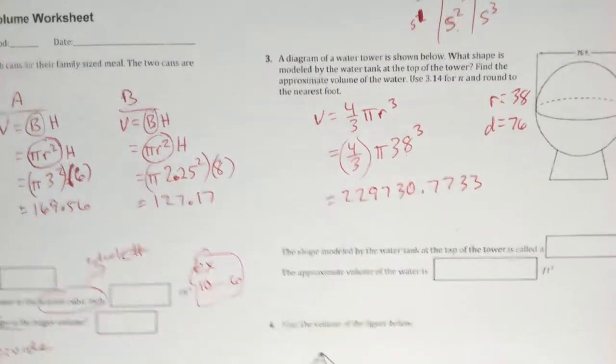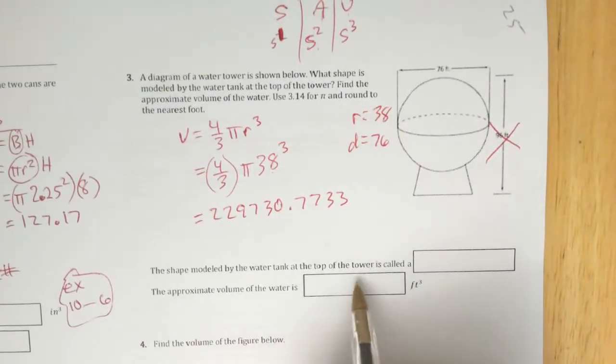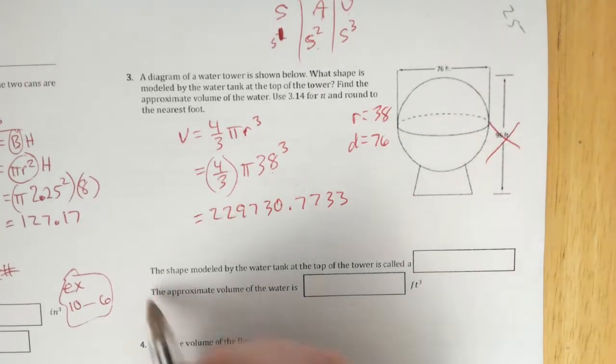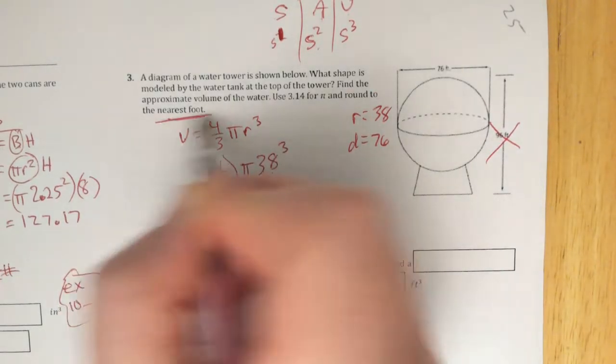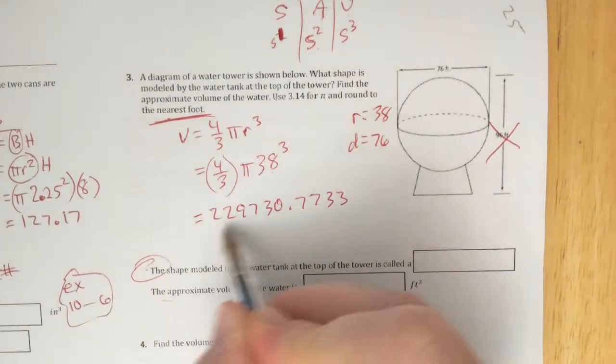Okay, so now let's make sure we answer the questions. So what shape is modeled by the tank? A sphere, so you just write that there. Approximately, what was the volume? And they said to round to nearest foot. So that means that they want a whole number. So round that to nearest whole number.